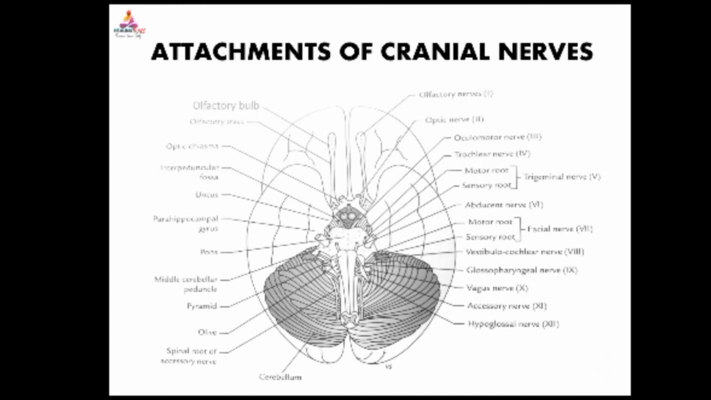Next is the attachment of the cranial nerves. In the human brain, there are 12 cranial nerves. The first cranial nerve is the olfactory nerve. There are about 20 olfactory nerves on each side.